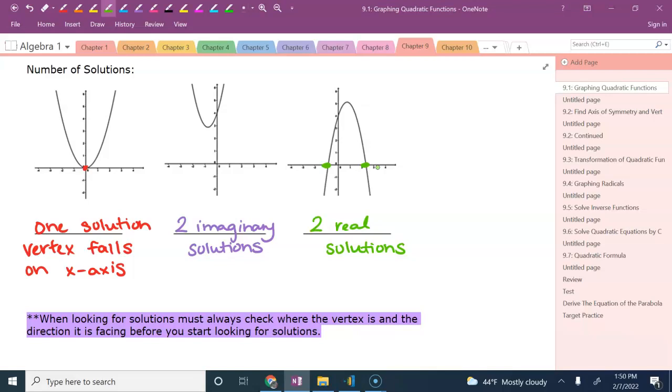So when you're looking for your solutions, check where your vertex is, look at the direction that your graph is facing so that you get an idea of which one of these cases you are going to be running into, so that if in the future you start having to find these solutions, you have an idea before you even go looking for them of how many there should be, whether it's 1 or 2, and maybe what they should look like or where they should somewhat be when you're looking at the graph.